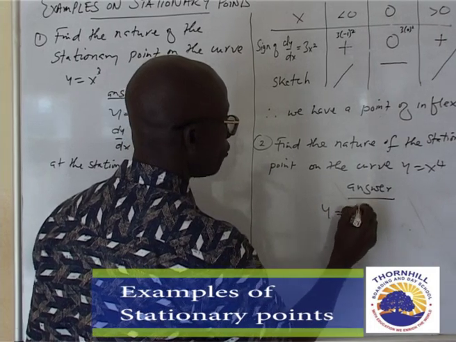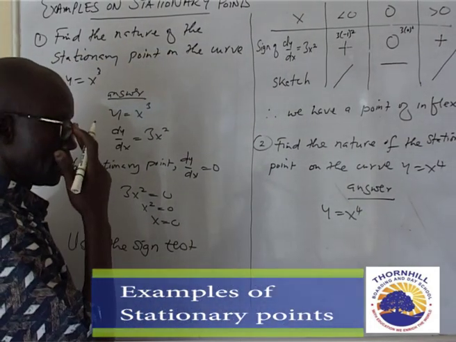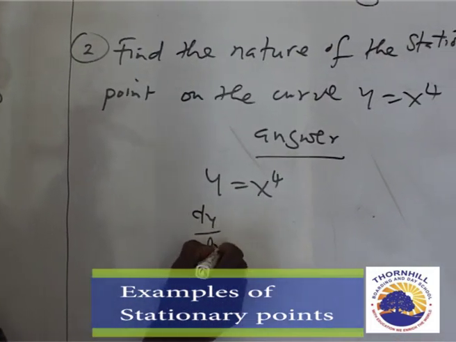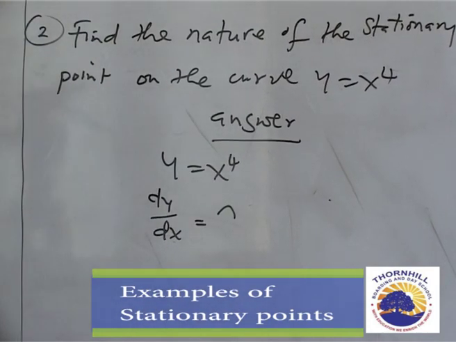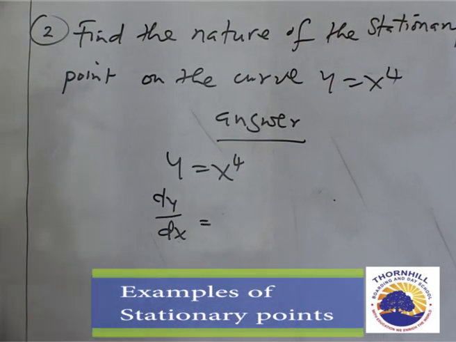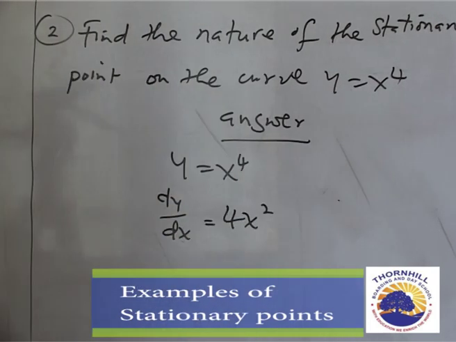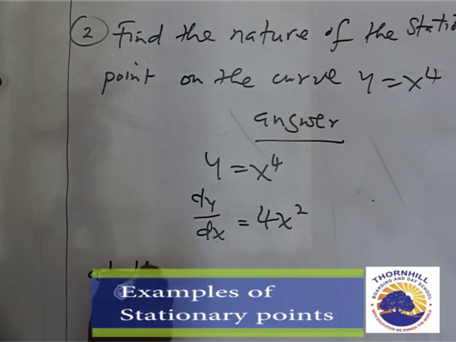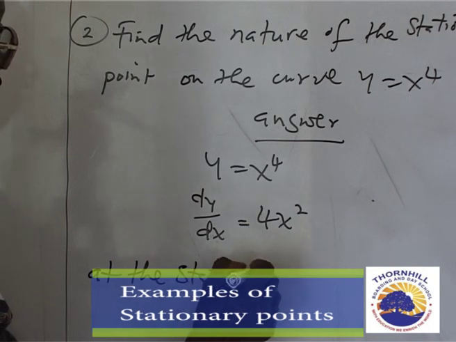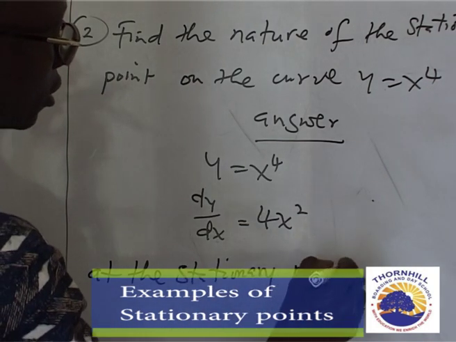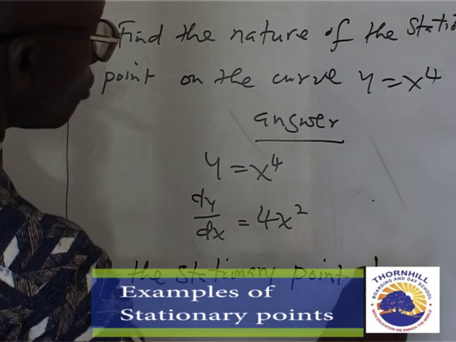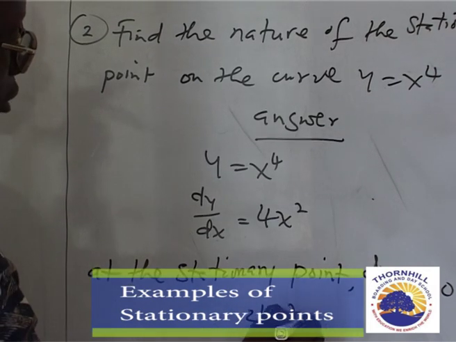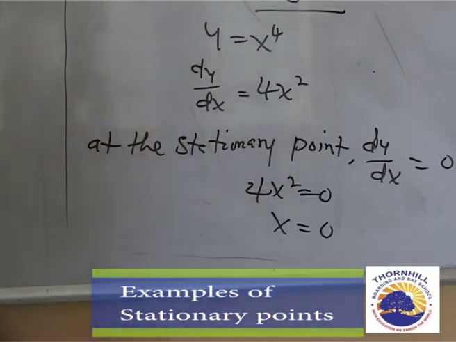y is equal to x^4. First thing to do is to differentiate to find dy/dx. So, dy/dx will give you 4x^3. The 4 comes down, then you subtract 1 from 4. 4x^3. Then you say that at the stationary point, dy/dx is 0. So we equate this to 0. 4x^3 is equal to 0, and x is equal to 0.